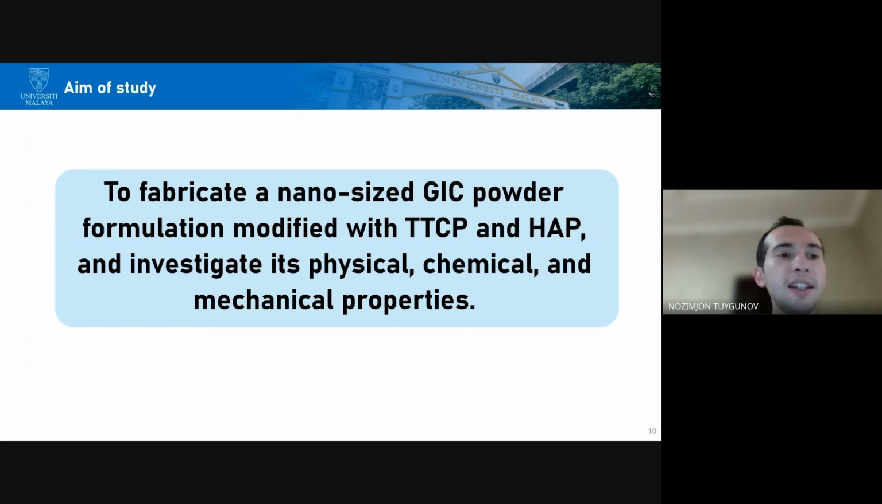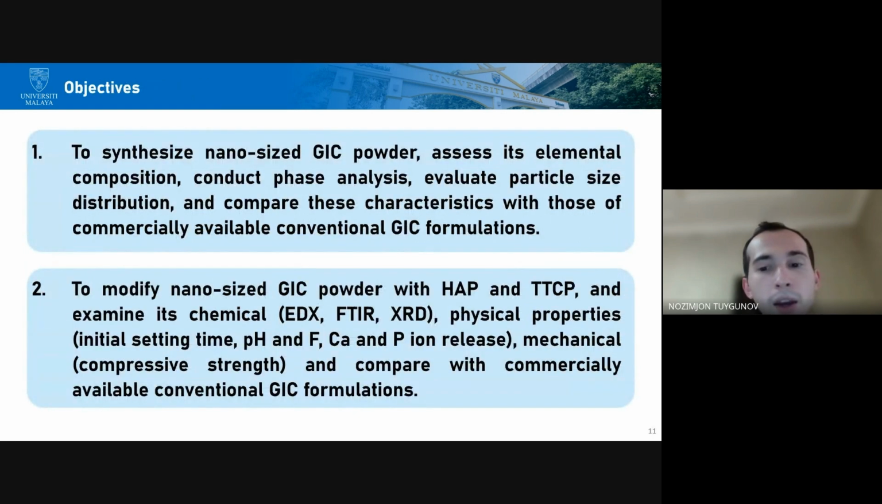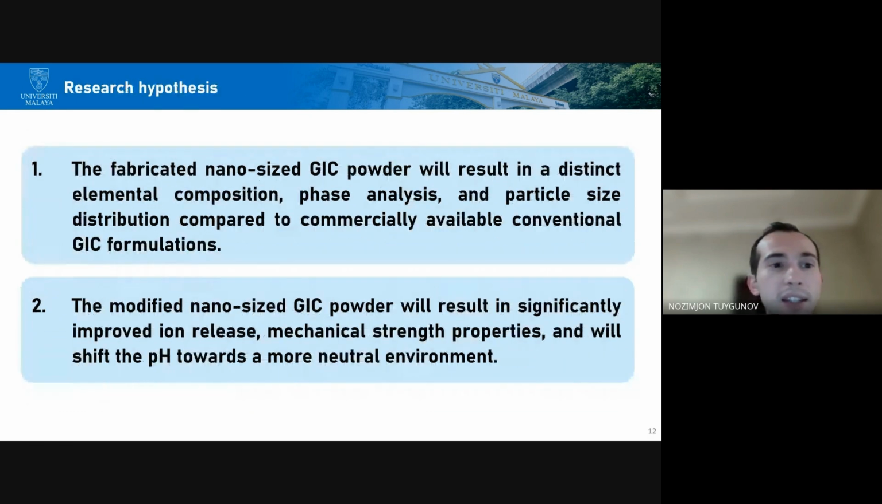The aim of the study was to fabricate a nano-sized GIC powder formulation modified with TTCP and HAP and investigate its physical, chemical, and mechanical properties. We divided the objectives into two. First was to synthesize nano-sized GIC powder and assess its chemical and physical properties. In our next objective, we modified our nano-sized GIC powder with HAP and TTCP and investigated its chemical, physical, and mechanical properties, and we compared it with a commercially available conventional GIC formulation.